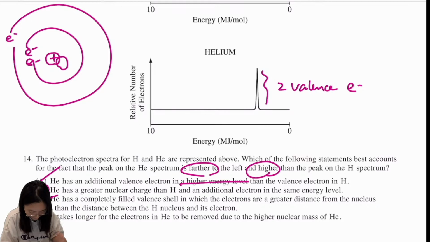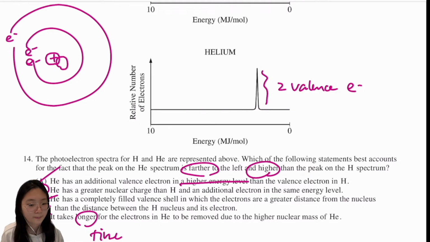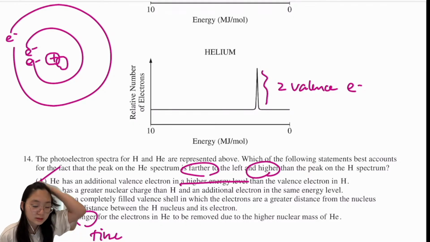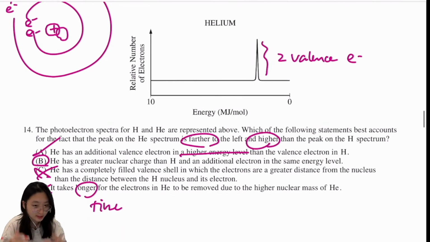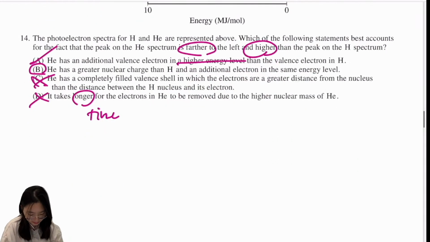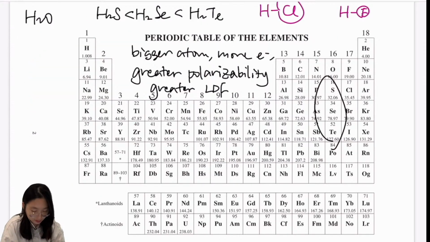D, it takes longer for the electrons. Well, it has nothing to do with time. Time has nothing to do with the binding energy. So B, because it's farther to the left, it has higher nuclear charge, and it's higher because it has an additional valence electron. Yes, great. Nuclear charge literally means the number of protons. Hydrogen has 1 proton and helium has 2 protons, so helium has a greater nuclear charge than hydrogen.